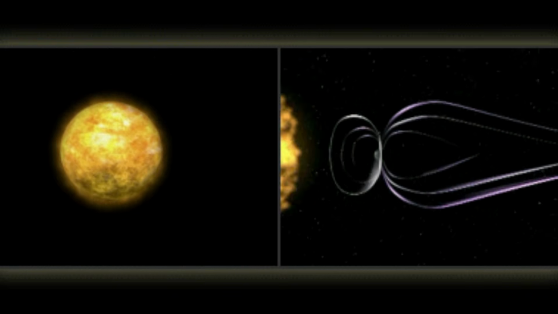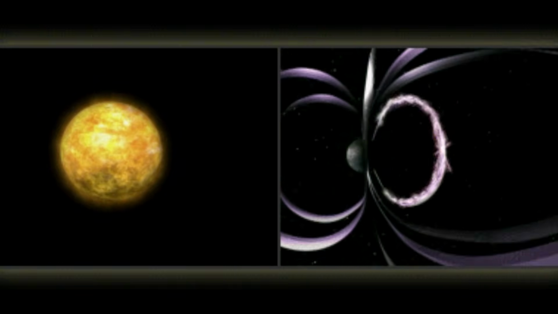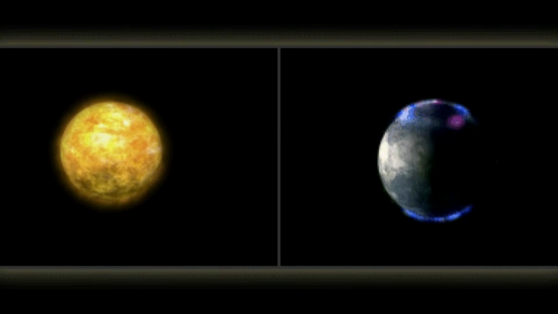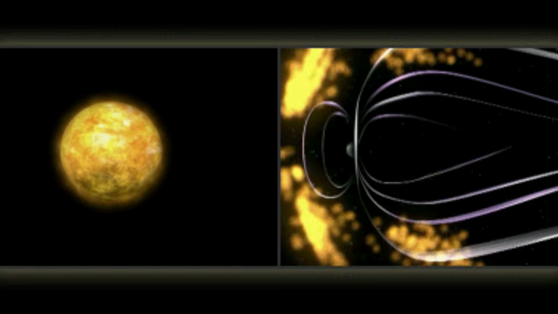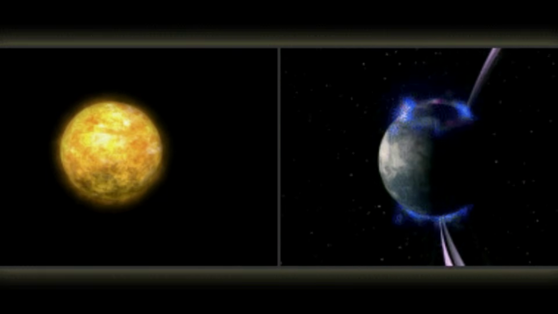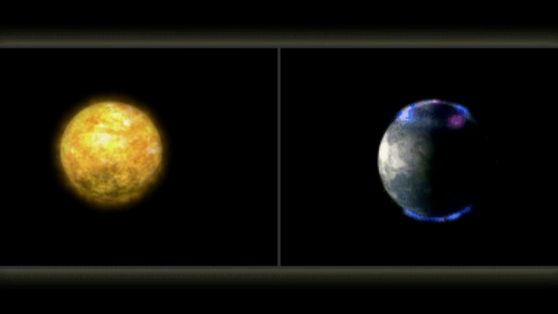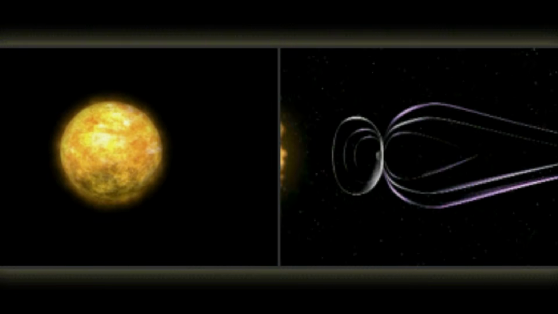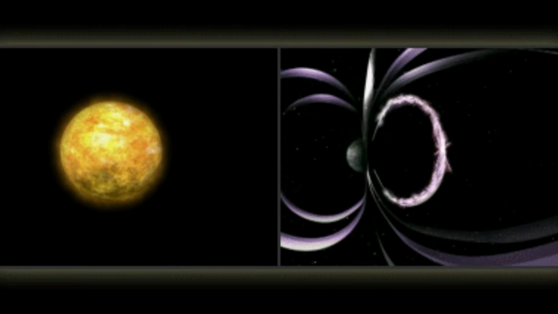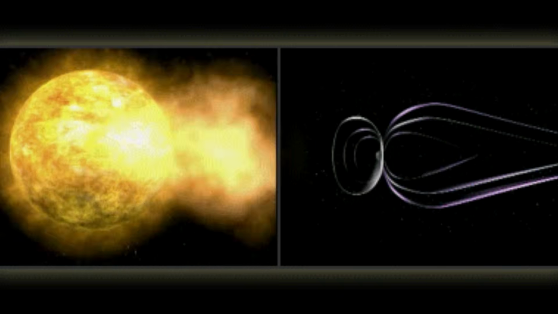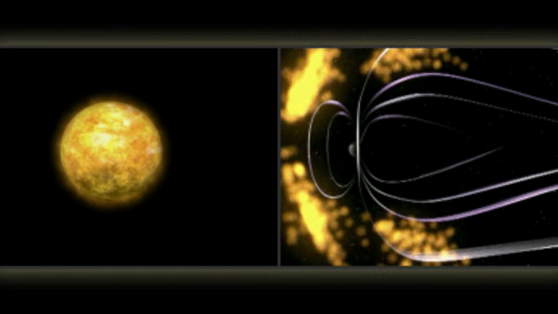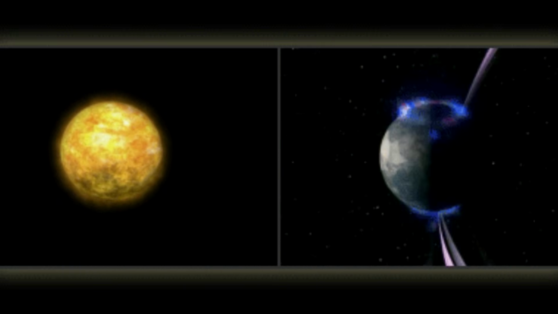As charged particles from the sun interact with atoms and molecules of the upper layers of the atmosphere, they form something beautiful, that is aurora. During strong magnetic storms, auroras appear not only at the poles as usual, but at much lower latitudes.